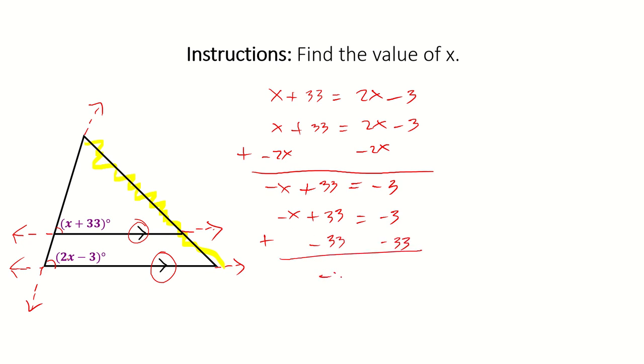So you will get negative x. This is negative 36. Then both are negative. So we can divide both sides by negative 1. So x is equal to 36. So this is the answer.